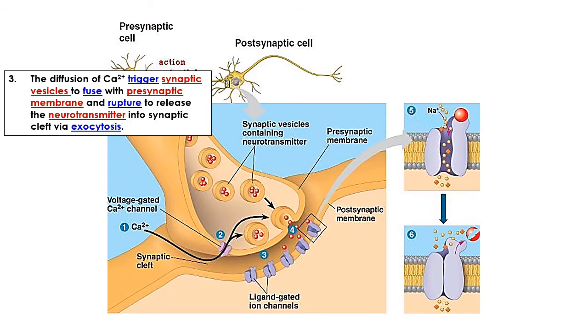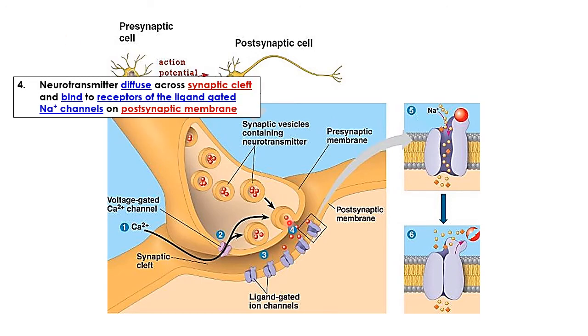The diffusion of calcium ions triggers the synaptic vesicle to fuse with the presynaptic membrane. The vesicle then ruptures to release the neurotransmitter into the synaptic cleft via exocytosis. Then the released neurotransmitter will diffuse across the synaptic cleft and bind to the receptor of the ligand-gated sodium ion channels on the postsynaptic membrane.